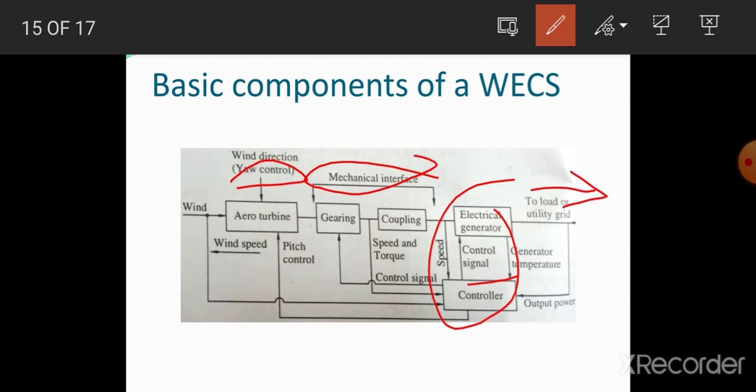Okay, so here this is a block diagram. If there is a change in speed or in any parameters, this controller gives input to the aero turbine, so it will change accordingly, and it will also give input to the gearing, so the gearing will be changed accordingly, and this gearing will give input to the controller.